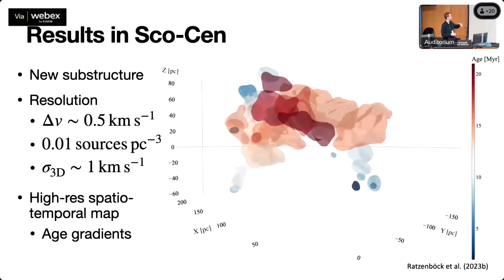And if we now abstractify this with these shapes, I will tell you quickly some facts about this clustering. We have identified some new substructure in this region. We see very clear spatial-temporal trends emerging, and I will talk to you about this in a second. But we also find groups with very small velocity differences in the sub-kilometer-per-second range, and we recover quite a low number density group of 0.01 sources per cubic parsec.